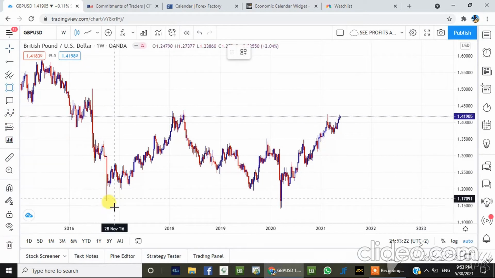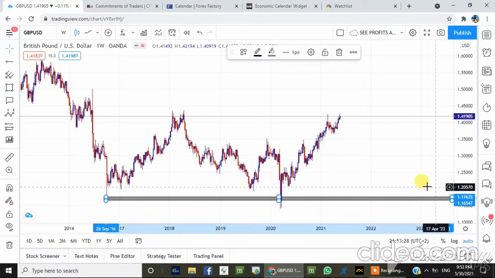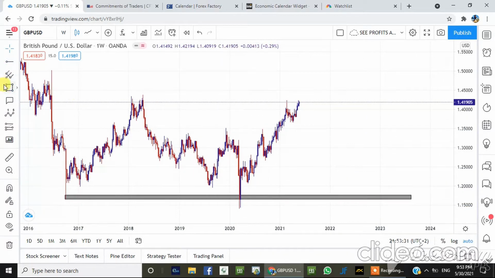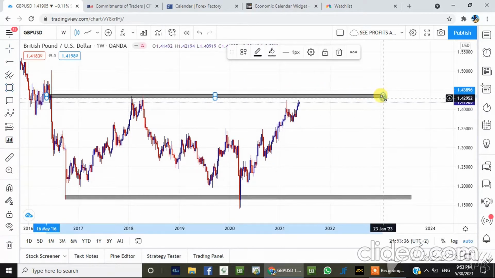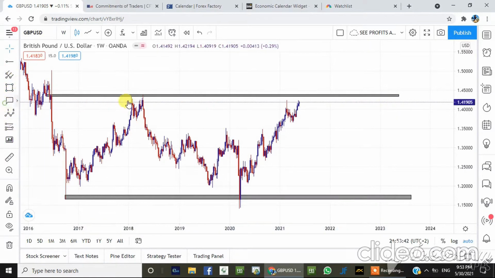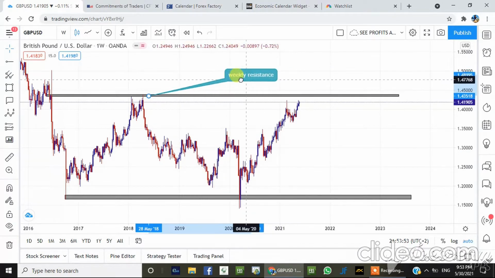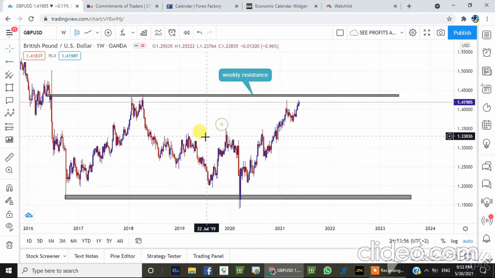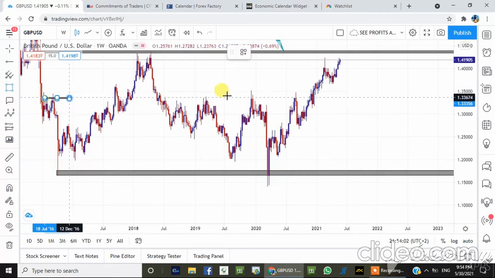We can see that we have a strong support level down here around the price 1,200, and we have a strong resistance level up here which we are approaching. So we may place a call out and label this as weekly resistance. Now we can see that we have a support and resistance, and we have our mid-range zone here.